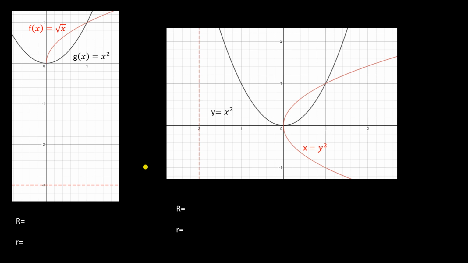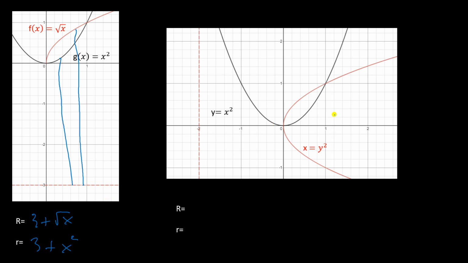On the left curve, we're rotating around y equals -3 down here. So little r is the distance from that line to the black curve, which is 3 plus x squared. Big R is the distance between the dotted line and the red curve, so all the way up there, which is 3 plus the square root of x.